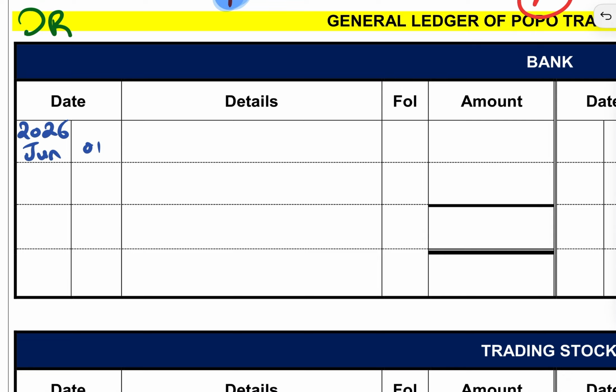So you copy that. And then under details, for all balance sheet accounts, when you are writing the opening balance, under details you always write balance. And then the folio column, you write balance brought down. Which type of balance is it? Is the balance that was brought down from the previous month or that was carried over to this month. So we call it balance that has been brought down by the business. How much is it? 300,000.